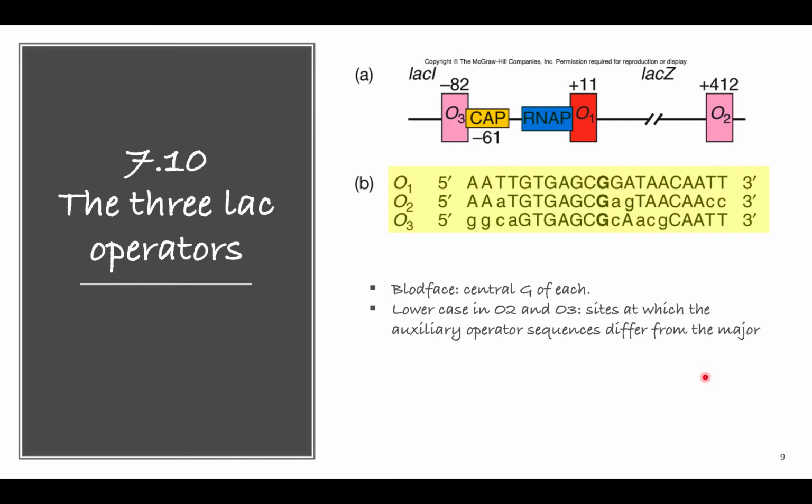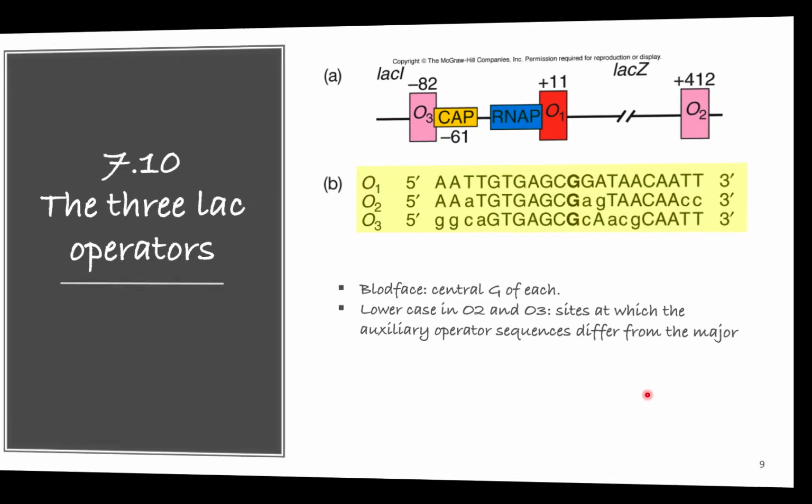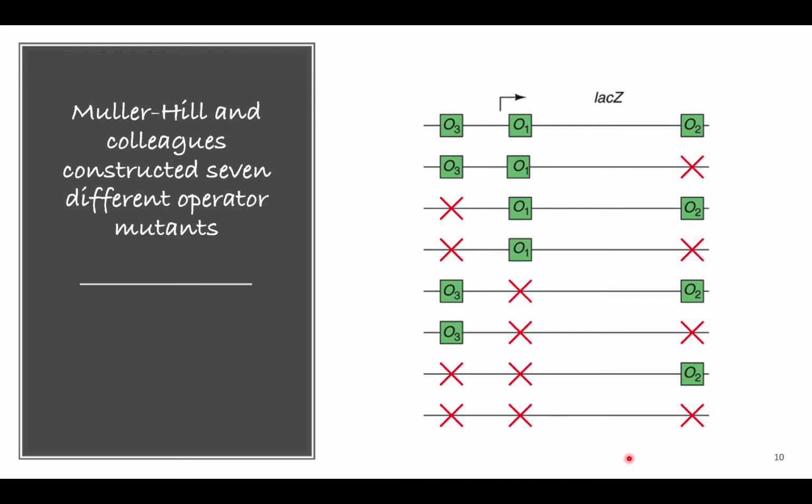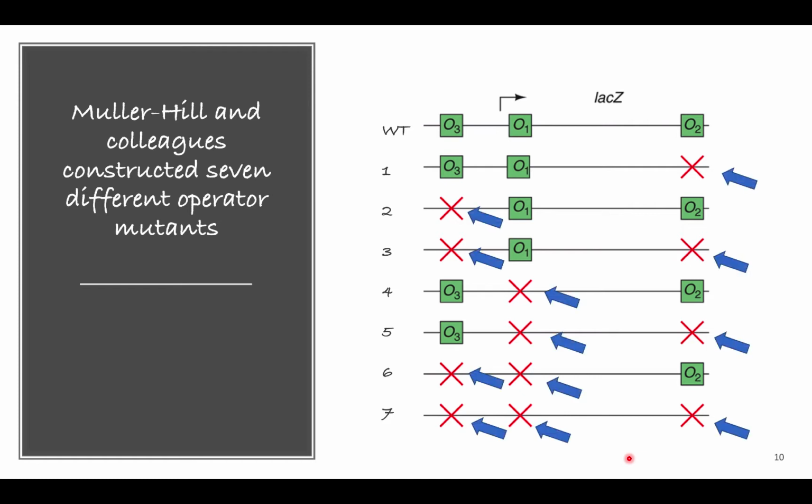Mueller-Hill and others in 1990 discovered that auxiliary operators are not just trivial copies of the major operator. Instead, they play a significant role in repression. In order to determine whether all 3 of these operators were important for the control of the operon, the investigators mutated one or more of the operators and assayed for lacZ expression. Mueller-Hill and colleagues constructed 7 different operator mutants. In this figure, the crossed bar or the arrow indicated parts are those destroyed or inactivated operators, made by mutation.